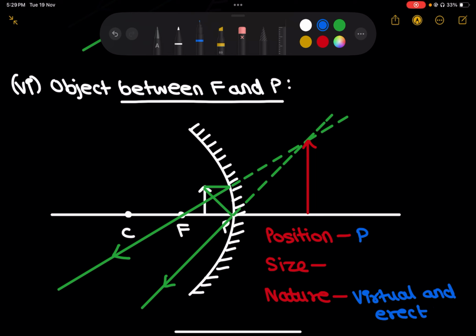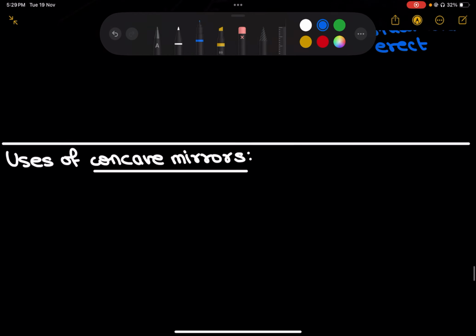The position is behind the mirror, and the size is enlarged. It is a bit enlarged, not highly enlarged, but it is enlarged or magnified, right? Okay, so in this way we have completed the 6 cases of concave mirror. Now we'll move on to the uses of concave mirrors.